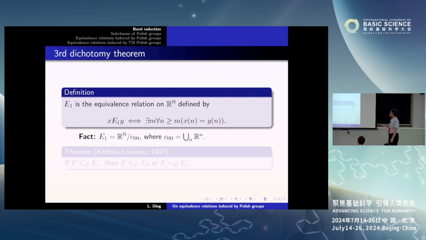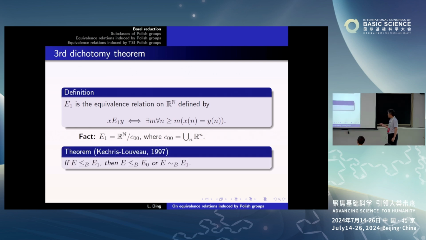Let's go on. The third dichotomy concerns the equivalence relation denoted by E1. This line is the same as E0. The difference here is that it's not a sequence of 0 and 1. Here, x is a sequence of real numbers. We use this to define E1. We can easily see that E1 is R to the N over c00. c00 is this set. This notion comes from functional analysis.